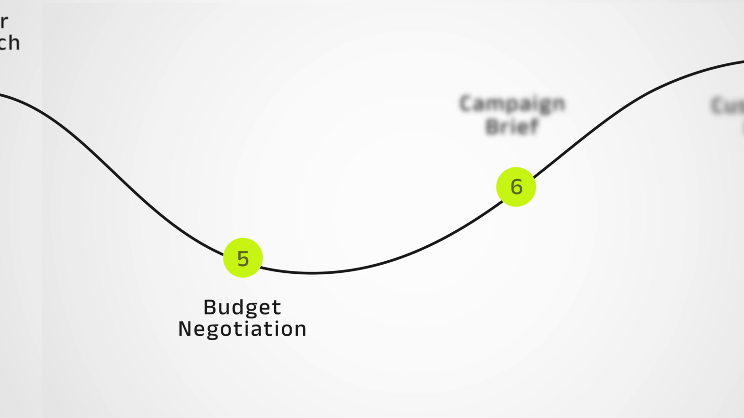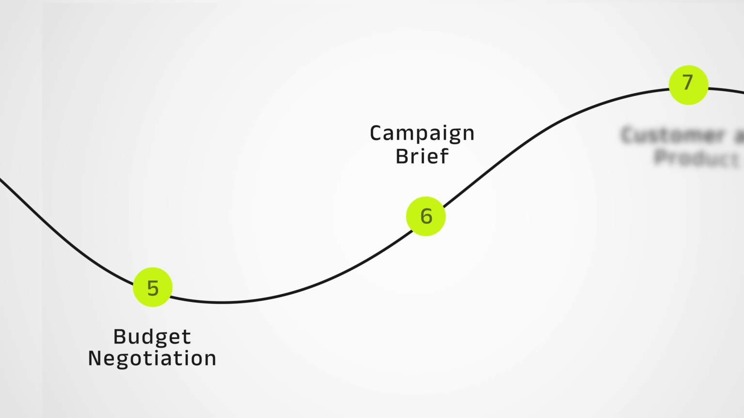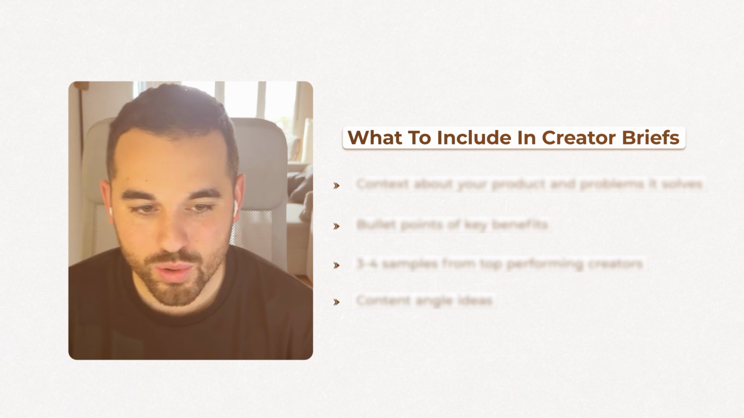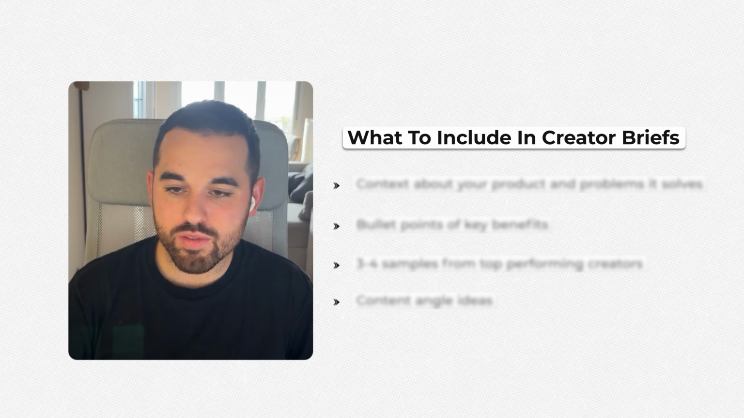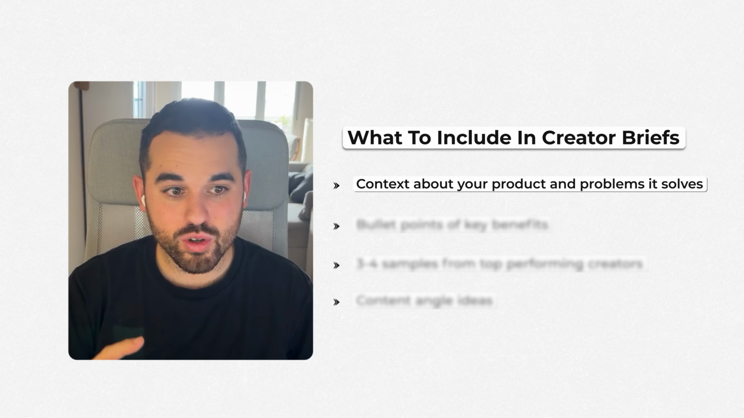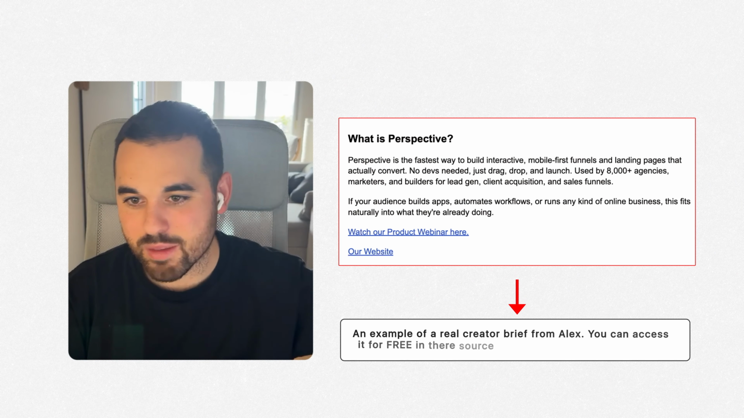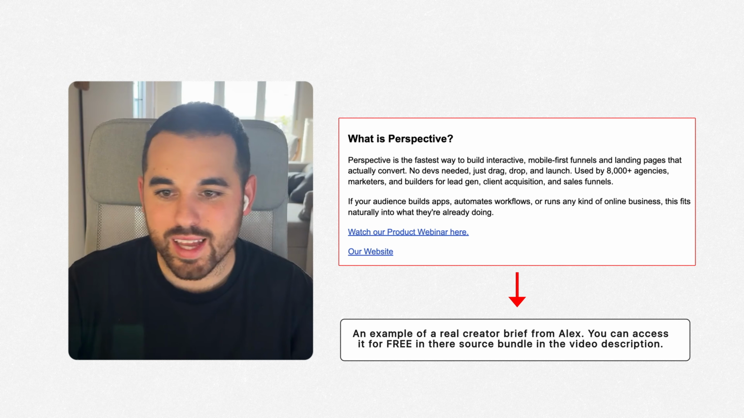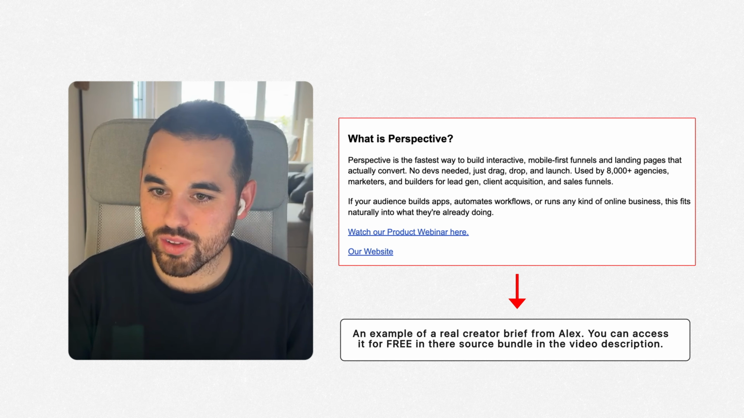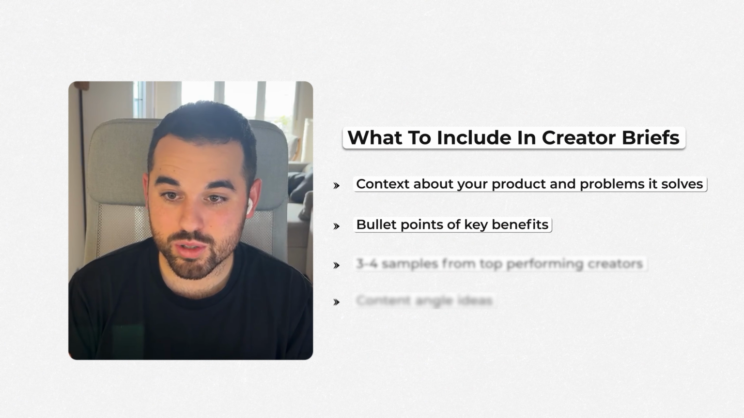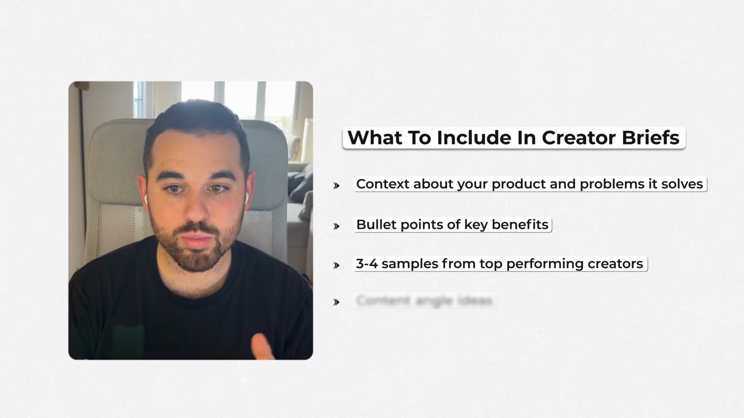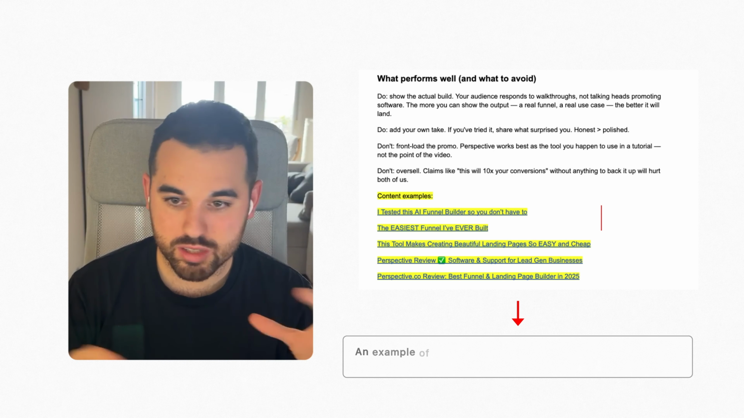Okay, so now that we've agreed on a price, it's time to send the campaign brief and the contract. So Alex's campaign briefs are really designed to give the creator content ideas, but not an exact script. Our briefs are very simple: we give context about the tool, and some bullet points of things you can say about the tool, like you can create a landing page in less than 10 minutes, or the loading speed is this amount, just data that they can use. We also put some examples of other creators in there. That's always super helpful for them to see what other successful campaigns look like.